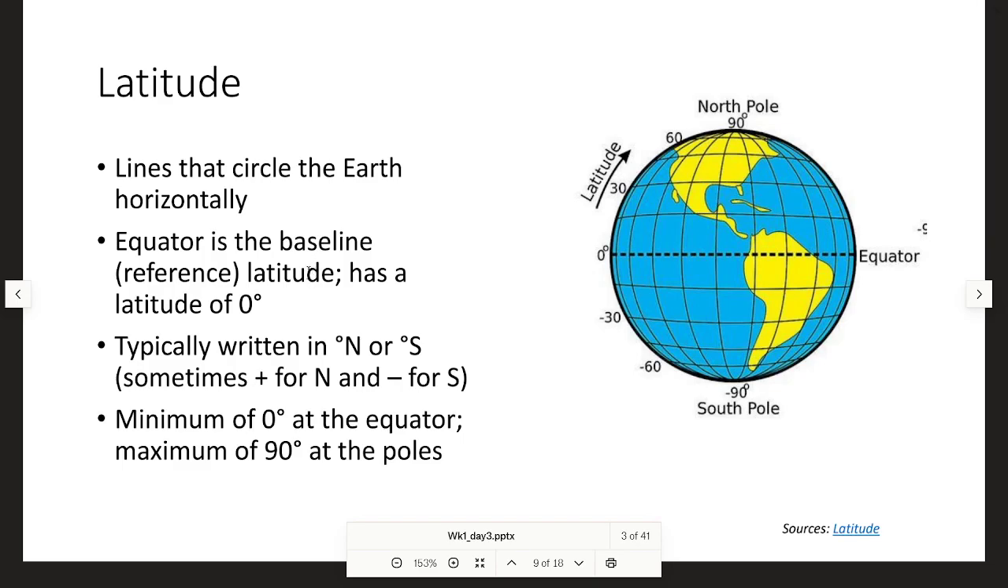So the baseline, the reference latitude, is 0 degrees latitude, the equator. 90 at the poles. It's positive as you go north, and it's negative as you go south. So the North Pole is 90 degrees, and the South Pole is negative 90, and the tropics are around 23.5 north and south.